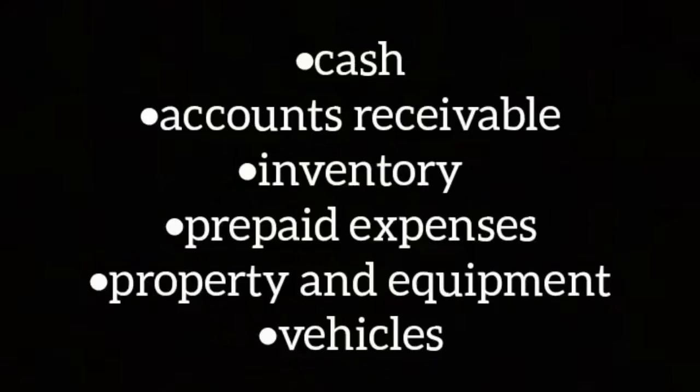How are debits and credits used? Debits and credits are used to record transactions in a company's chart of accounts. A chart of accounts classifies income and expenses. The five major accounts are asset account, expense account, revenue account, liability account, and equity account. Asset account: assets are items that provide future economic benefit to a company. Examples are cash, accounts receivable, inventory, prepaid expenses, property and equipment, and vehicles.